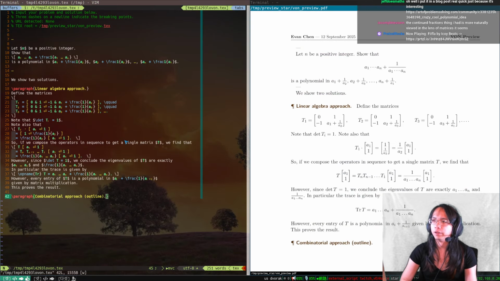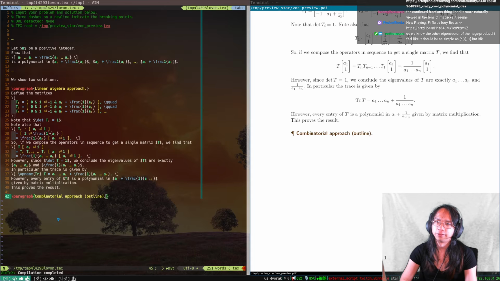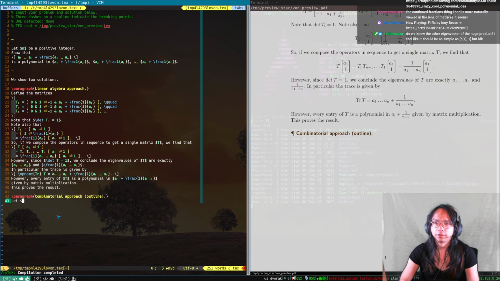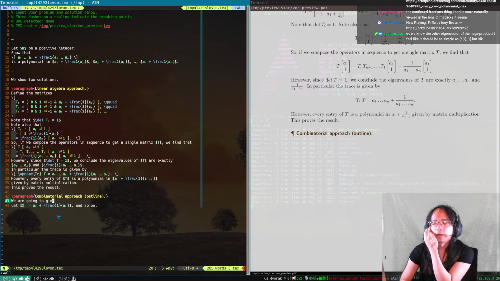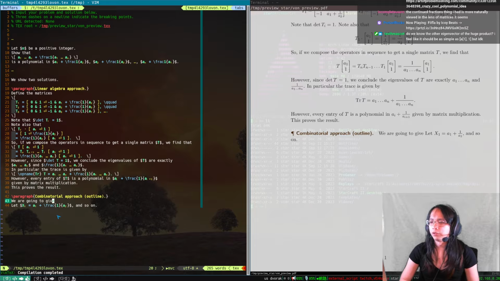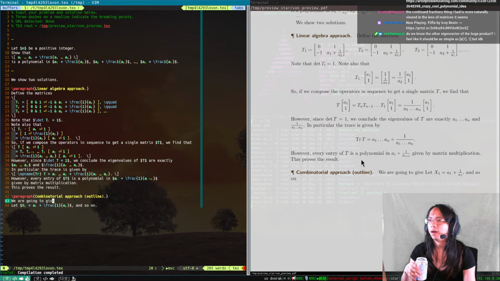Okay, and then for the combo thing, what we're going to do is say let x1 equals a1, and so on. What is the other eigenvector? That's a good question. I don't know if I believe that it's simple. Would someone like to crank out n equals 3 and see if it's anything good?